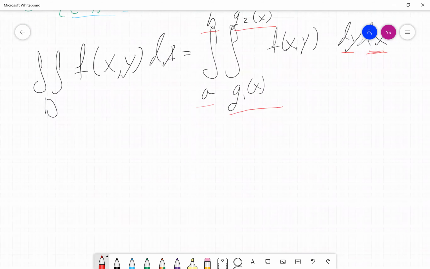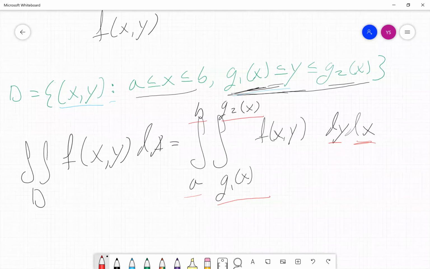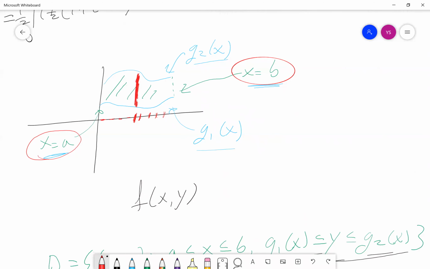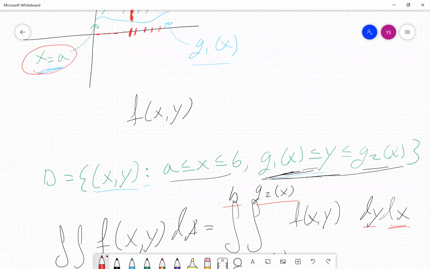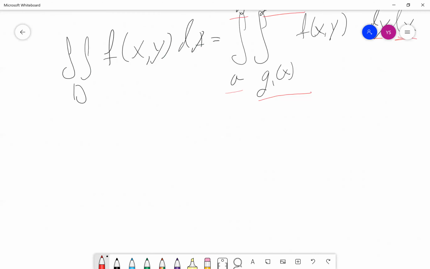Okay, so let's do an example like this, and then we'll talk about the other type of situation that you can have, which is that your y are some constants and your x go from some function to some other function.